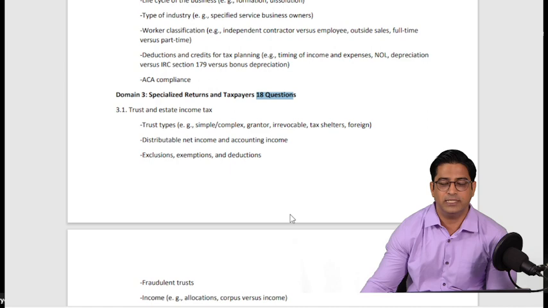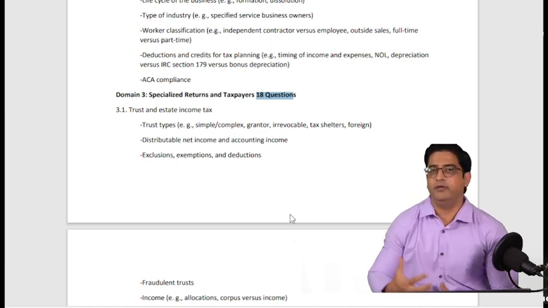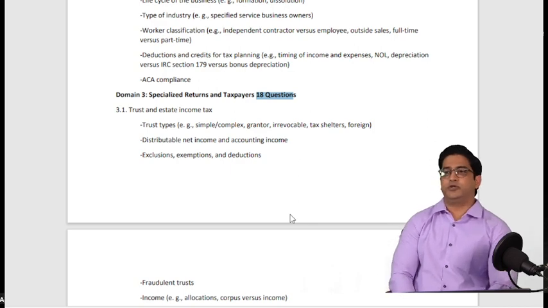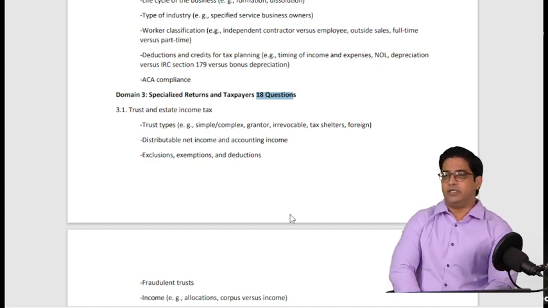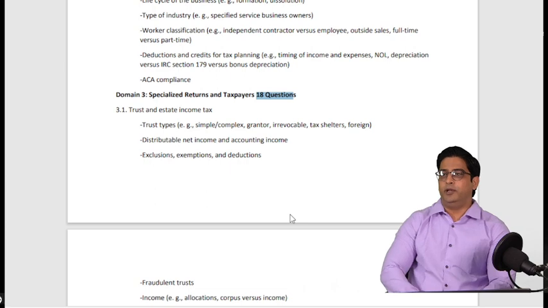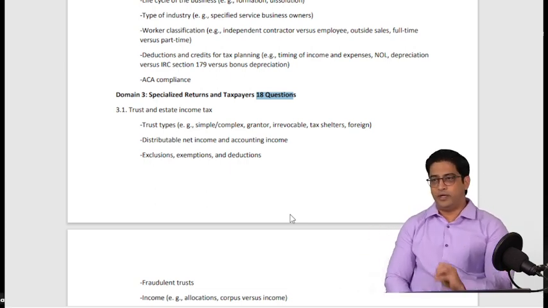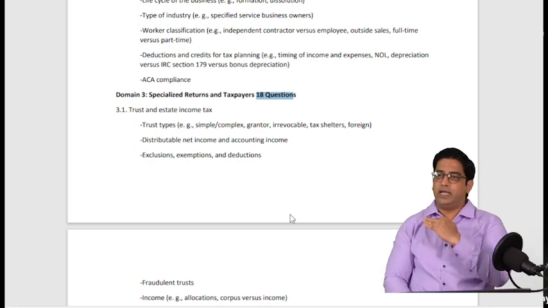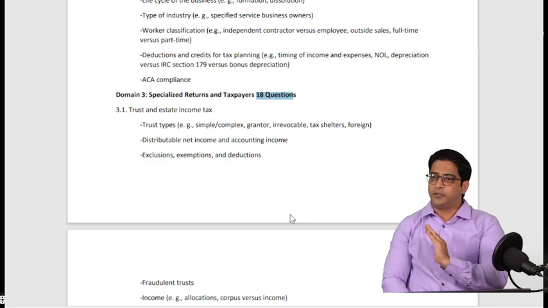So again, as we looked at in part 1, we'll have trusts and estates. When we looked at part 1, we understood trusts and estates with respect to an individual. In part 2, under specialized returns and taxpayers, we'll be looking at trusts and estates at an entity level. Part 2 of Enrolled Agent talks everything at an entity level, at a business level. This is a business-based paper. So everything with respect to a business at entity level will be checked.